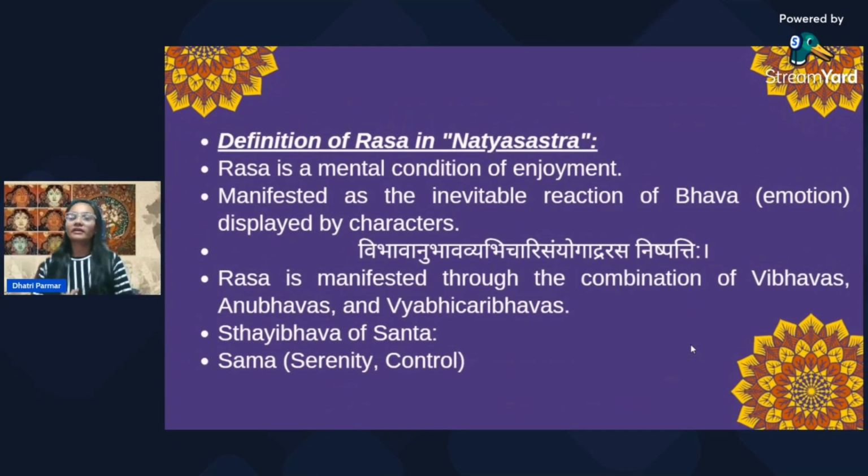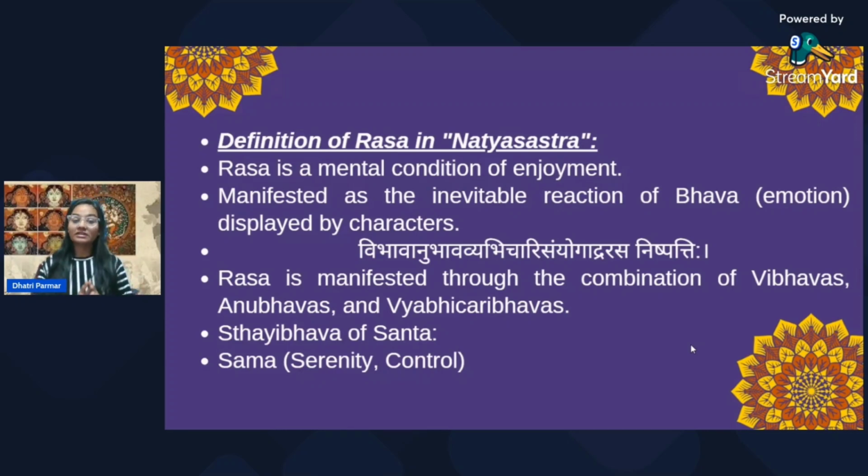Definition of rasa in the Natya Shastra. Rasa is a mental condition of enjoyment. Basically, it evokes from the bhavas. Bhavas are divided into sthayi bhava, sanchari bhava, and vyabhichari bhava. Sthayi bhava means having a constant emotion such as anger, sadness, or laughter. These emotions are quite static in nature, and these emotions lead to the arrival of the rasa. It is the inevitable reaction of bhavas displayed by the character.